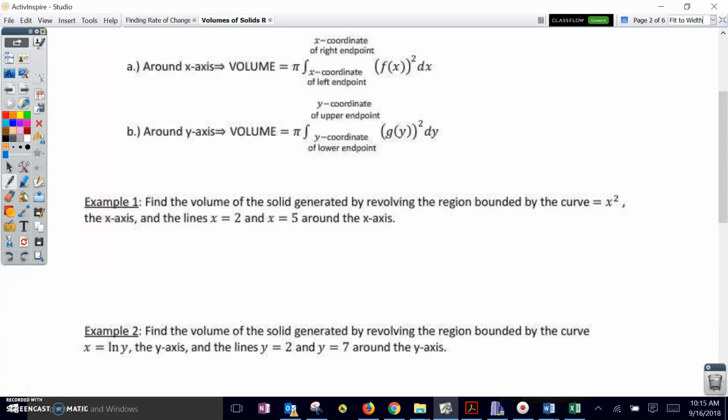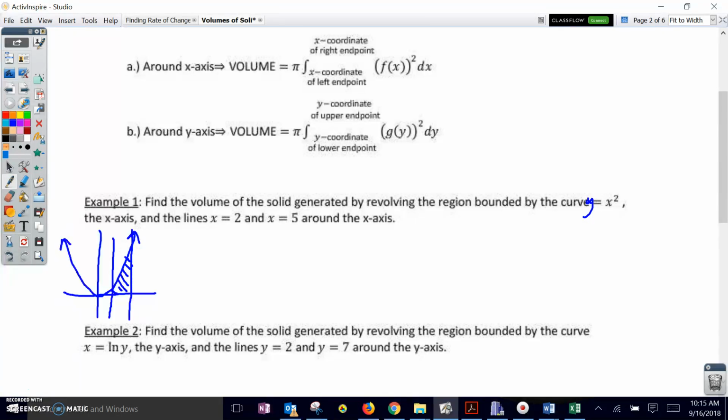We'll start with example 1, find the volume of the solid generated by revolving the region bounded by the curve y equals x squared, the x-axis, and the lines x equals 2 and x equals 5 around the x-axis. So if you think about what we've got going on here, we've got the curve y equals x squared. We've got the lines x equals 2 and x equals 5, and the x-axis bounding this region.